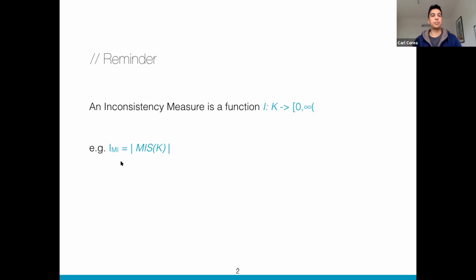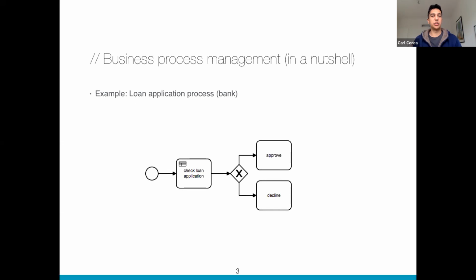So we're dealing with these types of inconsistency measures, and we want to measure inconsistency in a very specific domain. This domain is business process management. So what is business process management in a nutshell? Basically, you have company processes, and we want to perform these company activities. For example, think of a loan application process. A customer hands in a loan application, and then the bank has to decide if the loan should be approved or declined.